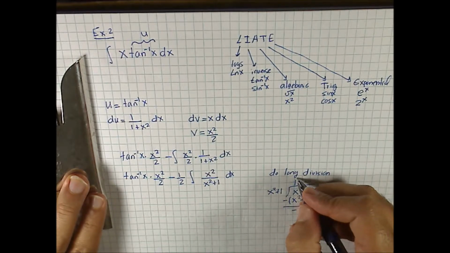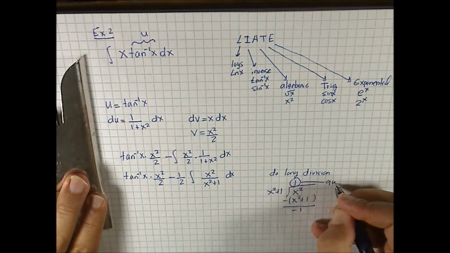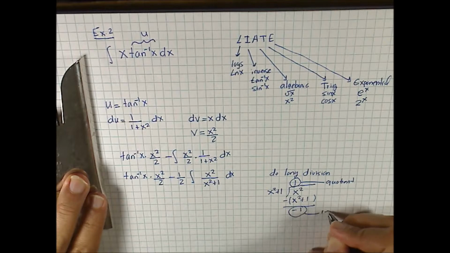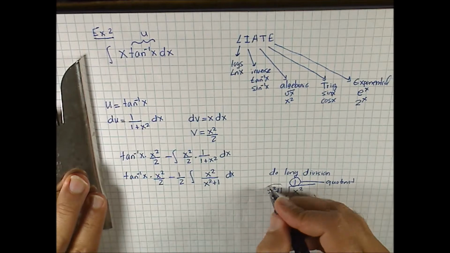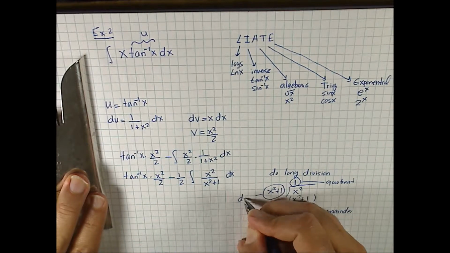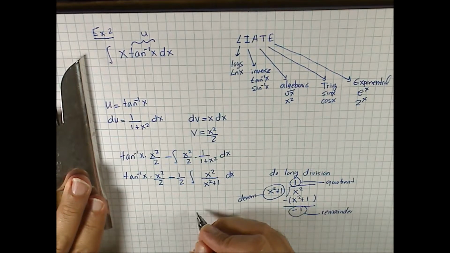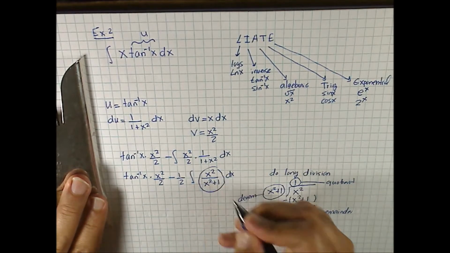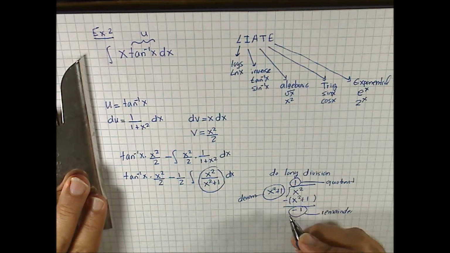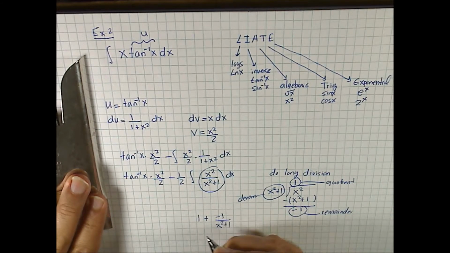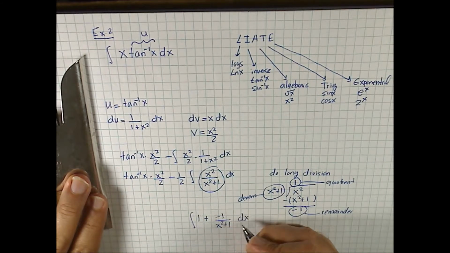This here is the quotient. This here is the remainder, and this is the denominator. Okay, so we're going to write this x squared over x squared plus 1 in terms of the quotient plus remainder over denominator. 1 plus negative 1 over x squared plus 1. And this will allow us to do the integration. Okay, so let's write the negative 1/2 outside.